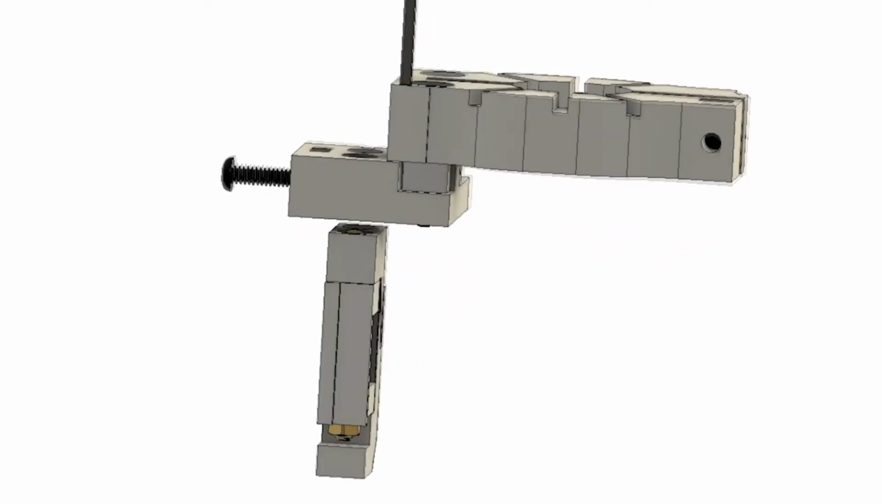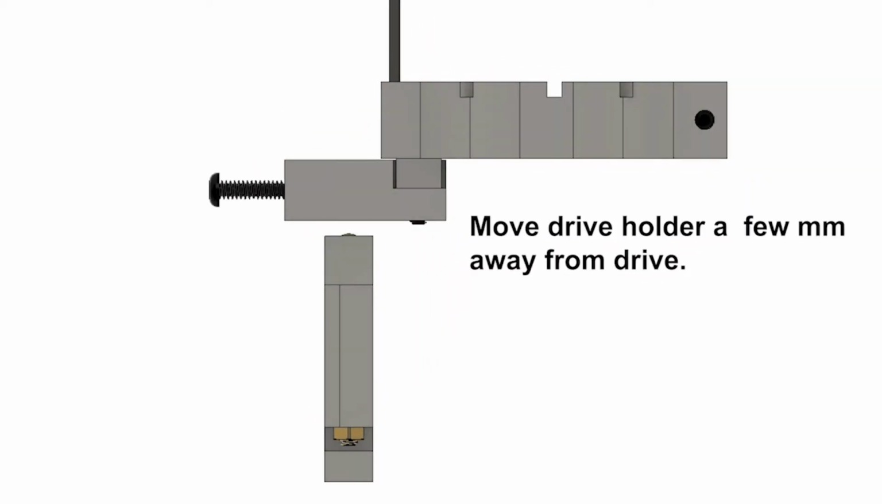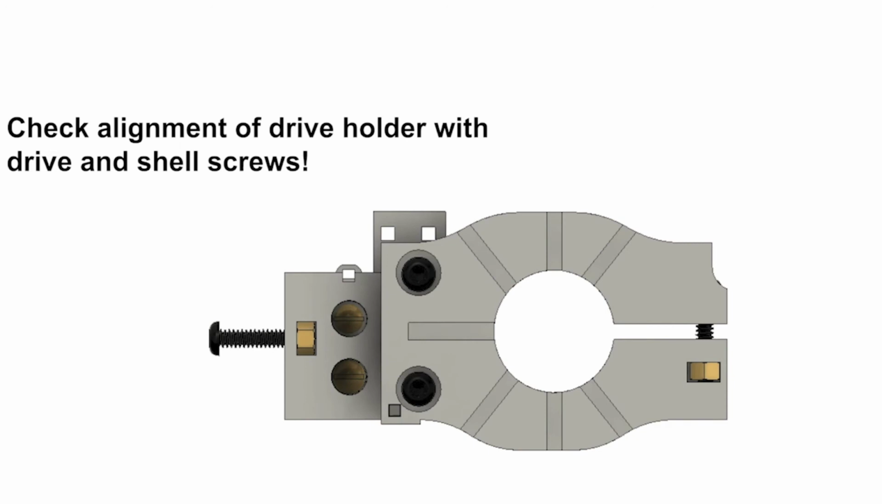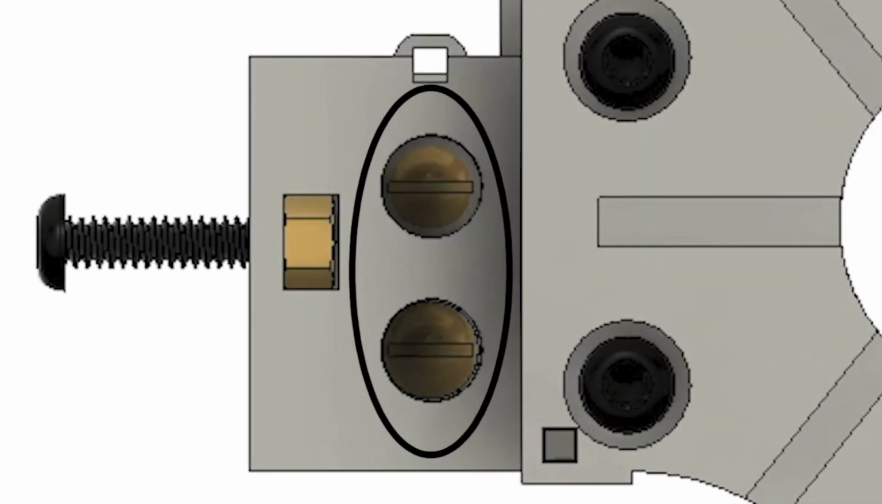And then once you broke down everything, this is just an animation to show you how to use it. So you move your drive holder a few millimeters away. Then you orient with your drive. So you are looking from the top for these two screws to be aligned.